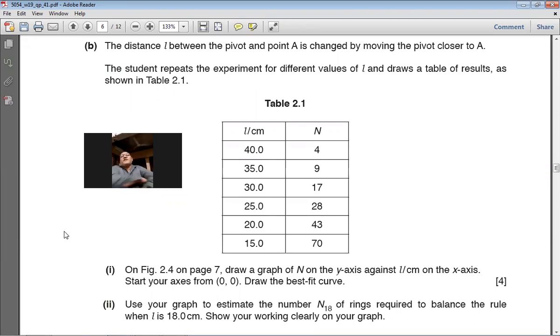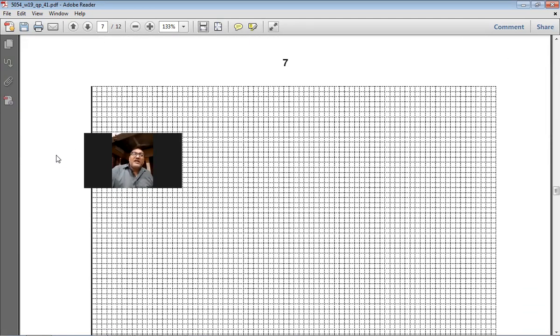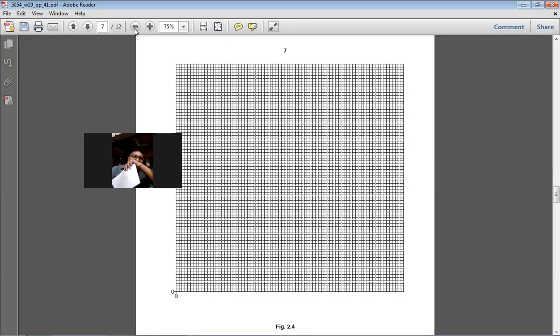He says on figure 2.4 on page 7, draw a graph of N on the y-axis. The number of rings will be on the y-axis against L, which is the length in centimeters, on the x-axis. Start your axes from 0, 0. Draw the best fit curve. So that is question number 4. On the next page, we have that graph. So you can see this is the graph on which we have to work.